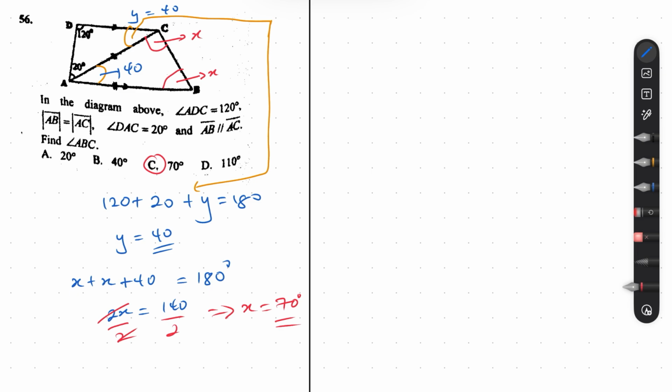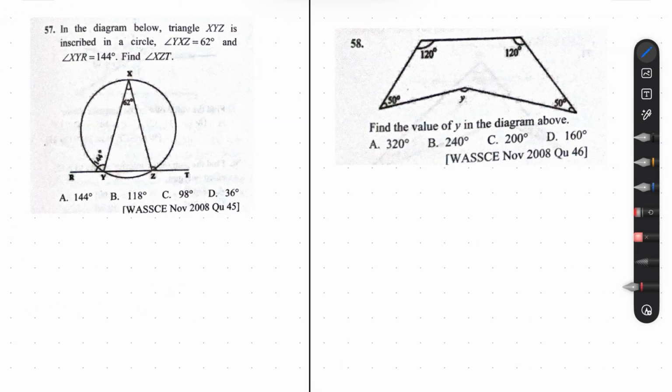Cool. Let's move on to question number 57. In the diagram below, the triangle is inscribed in a circle. This angle right here is 62, and then this angle is 142. So we are supposed to find angle XZT. So this angle is what we are supposed to find. This angle. Okay? Cool.